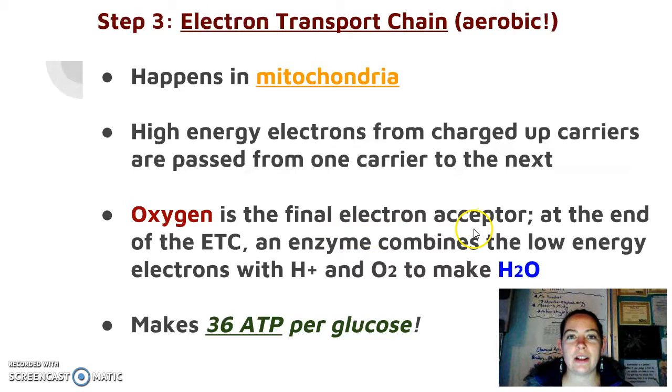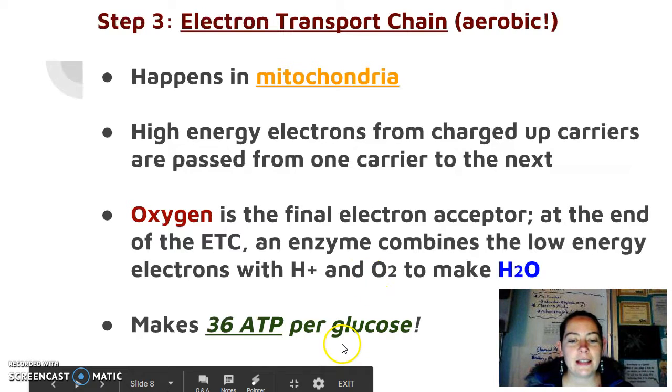So all those electrons, they were high energy. All that energy gets used to make ATP. And now the low energy electrons are going to get dumped onto oxygen and then combined with some hydrogen ions to make water. So water also comes out, right? When you breathe out, you get carbon dioxide. You also get some water. So that water is from the oxygen accepting those electrons.